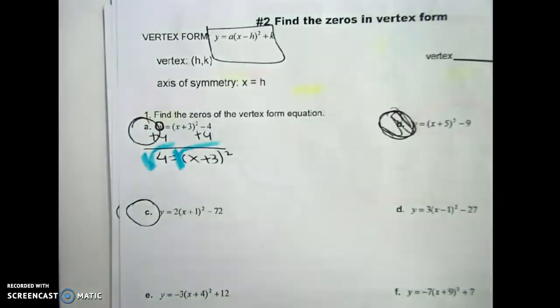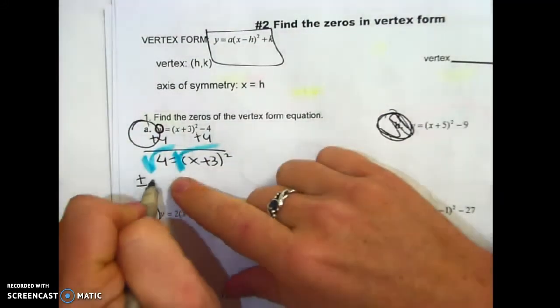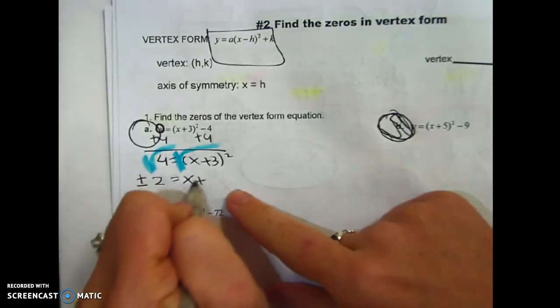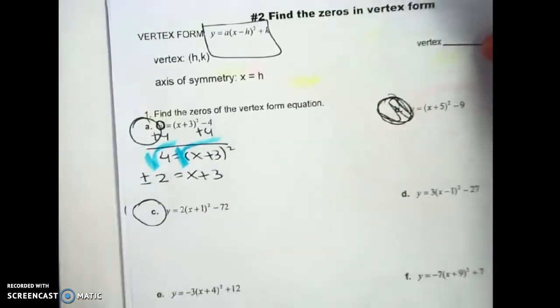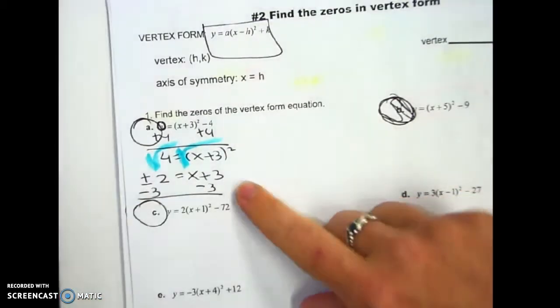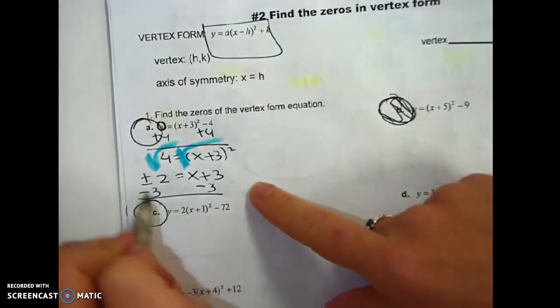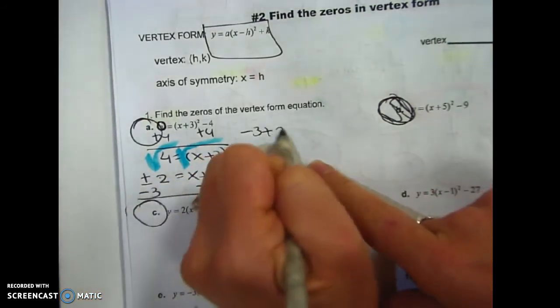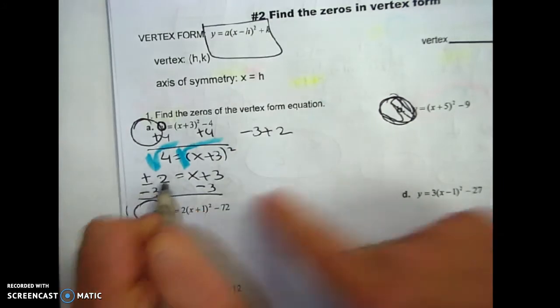Now when I square root something, I'm going to have two answers. You're going to write plus or minus 2, and the square root of 4 is 2, equals x plus 3. It's going to seem weird at first, but you'll get used to it. Now subtract 3, subtract 3. You're going to have two options as answers, negative 3 plus 2 and negative 3 minus 2.